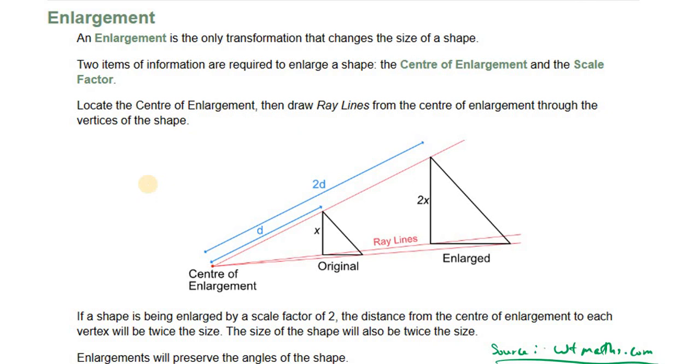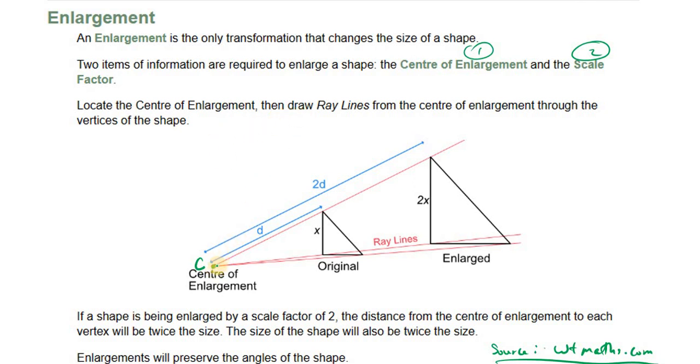An enlargement is the only transformation that can change the size of an object or shape. Now, two types of information are required for enlargement. We're told these are the center of enlargement, and the second one is the scale factor. Now, what we want to do is to locate the center of enlargement. So in this illustration here, we can clearly see that we have a center of enlargement right here. Let's call it center C. Sometimes it's given as O and perhaps other letters.